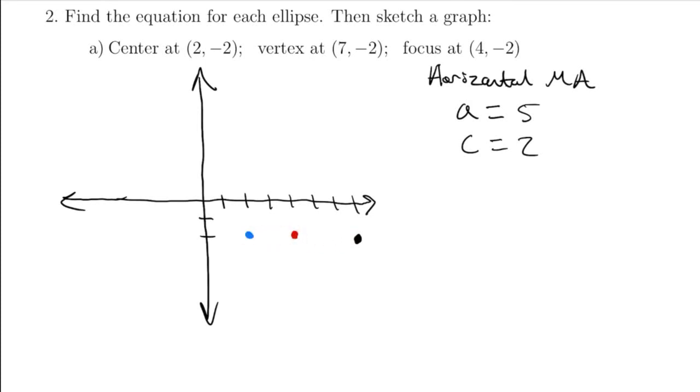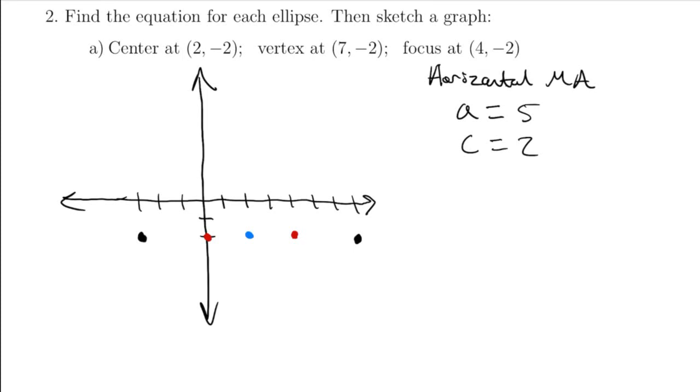And from here, what I can do is actually copy this in the other direction. So that means that this is a focus as well, right? And that means I can go a distance of 5 to the left. Let's see, 1, 2, 3, 4, 5, and that's going to be a vertex, right? So now I'm getting closer to finishing my graph.